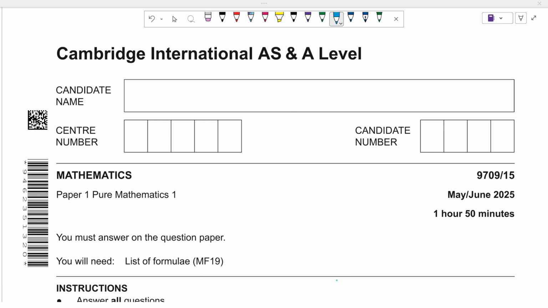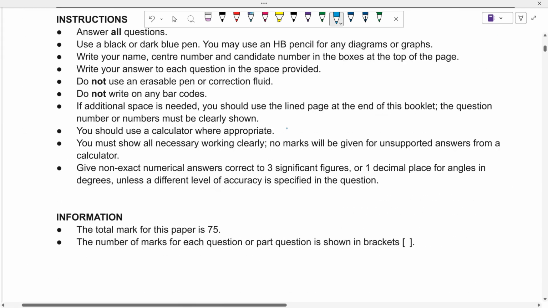Hi everyone, we are going to start the Cambridge International AS and A Level Pure Mathematics 1 paper for the session May-June 2025. Let's move to question number 1.